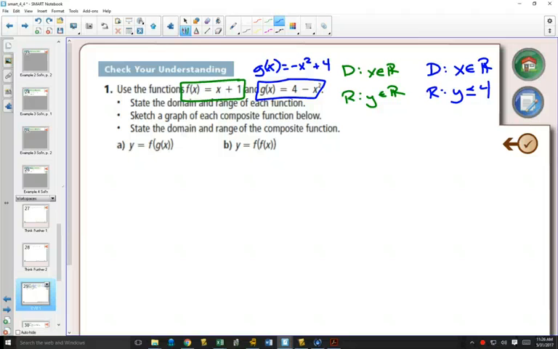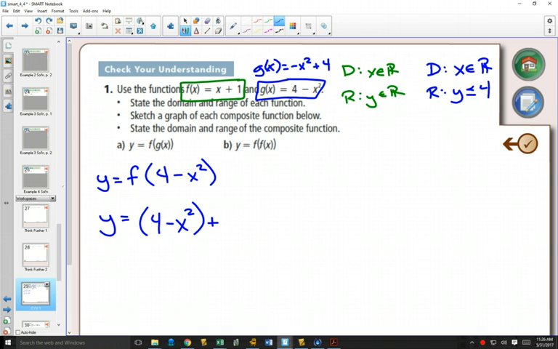Now we want to sketch the graph of each composite function. It doesn't make sense to graph the green one, graph the blue one, and then try to figure out what the new graph is going to look like. What we're going to do all the time is find the explicit equation. So what does this equal to? Well, g of x is 4 minus x squared. And then f says whatever you put in, add 1 to it. So I'm putting in 4 minus x squared. I'm going to add 1. This is going to give me negative x squared plus 5.